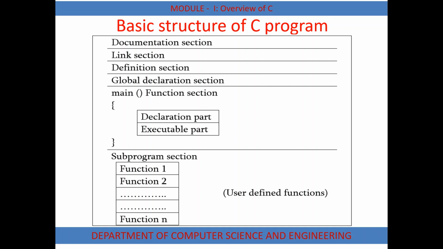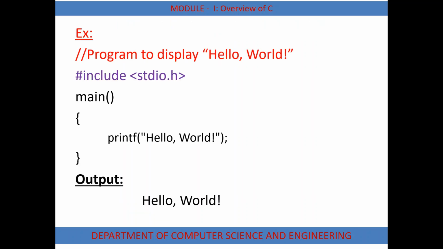Let's see the sample C program, which starts with the documentation section, that is, the use of comment lines. So this is one of the optional sections. We can create a single comment line using two forward slashes like this, or we can create a multi-line comment using forward slash and star. So here we have written the comment line as program to display hello world. So this is the name of the program.